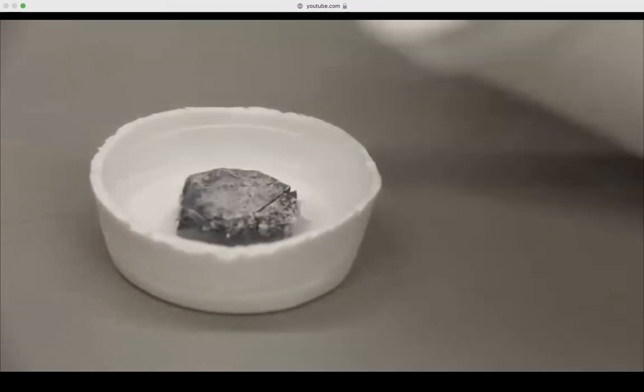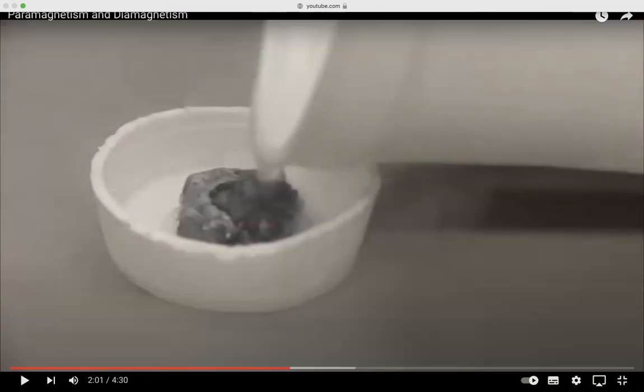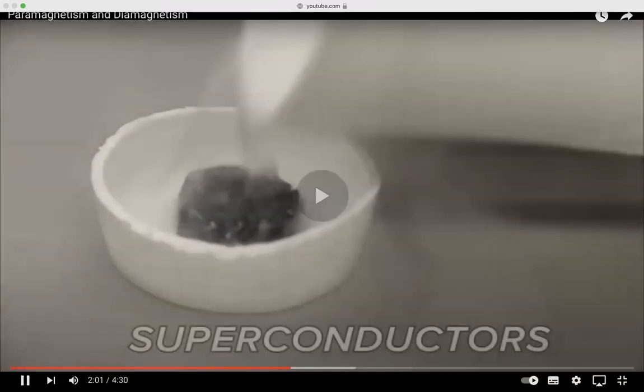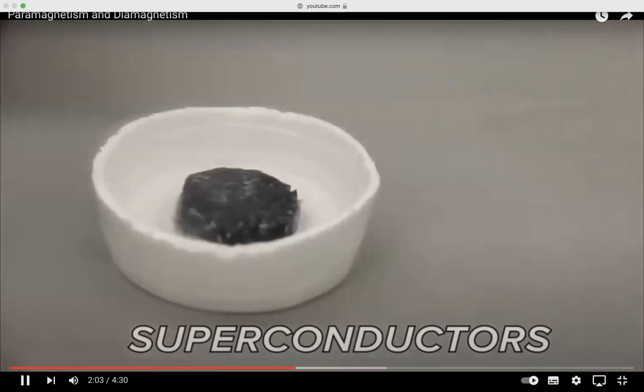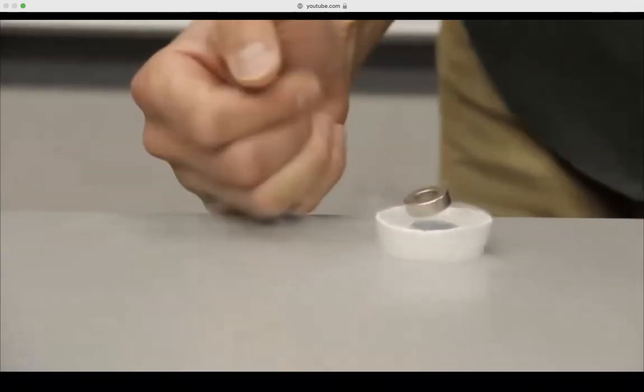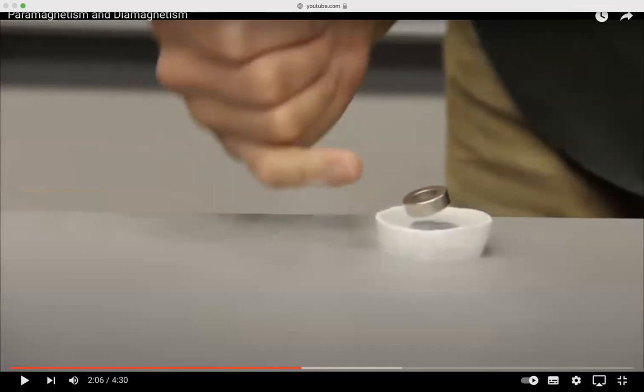Of course, the best diamagnets are superconductors, which at low temperatures provide exact opposite repulsion to whatever magnet. Any idea what this technique is called? You are able to see the magnet is floating, right? It's called magnetic levitation, or maglev.